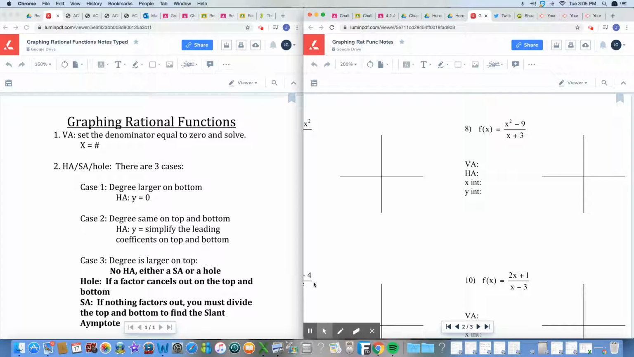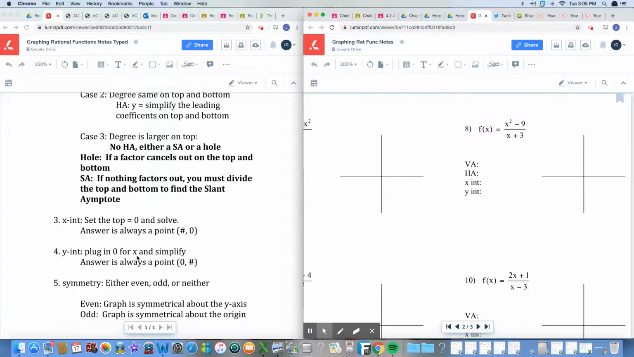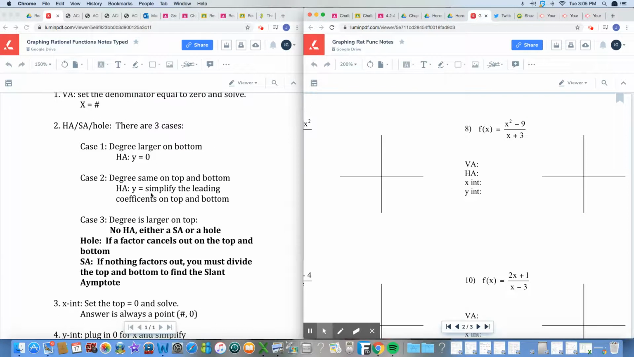If you remember from yesterday, we were finding the vertical asymptote, then we got to find horizontal, slant, and hole, x-intercept, y-intercept, and symmetry. We're going to do the same thing today. The only difference is we're going to introduce the third possibility of what could happen.